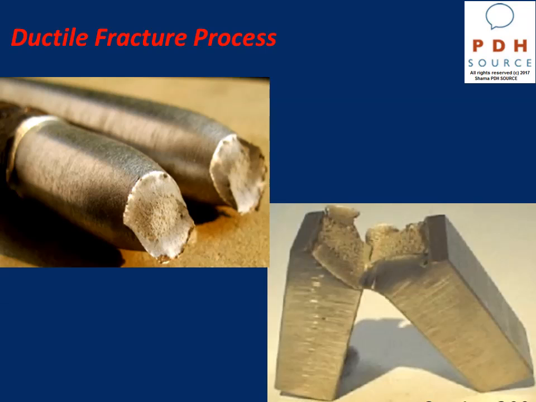The ductile fracture process is characterized, as I mentioned, by large plastic deformation ahead of the crack. The crack in this case is stable, and stable here means that the crack will resist further extension unless the applied load is increased. Of course, there is evidence of considerable deformation at the fracture surface, such as twisting and tearing. As I mentioned, this kind of failure is characterized by high energy absorption before fracture.